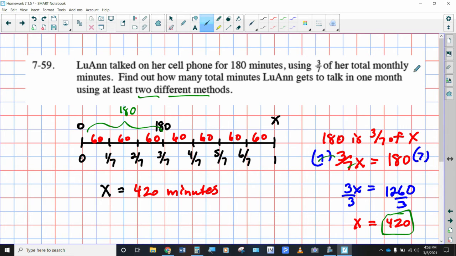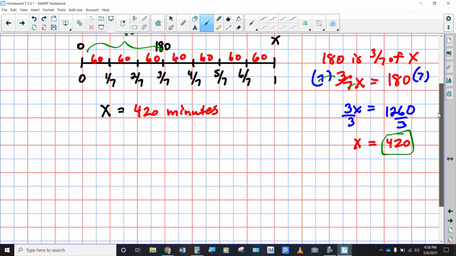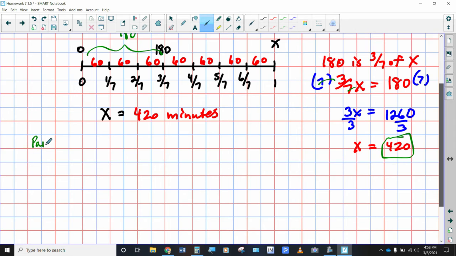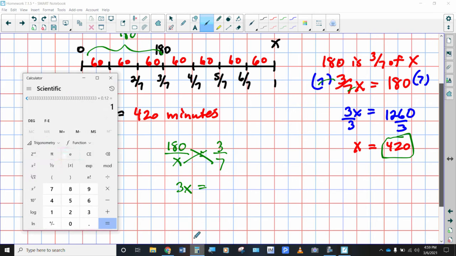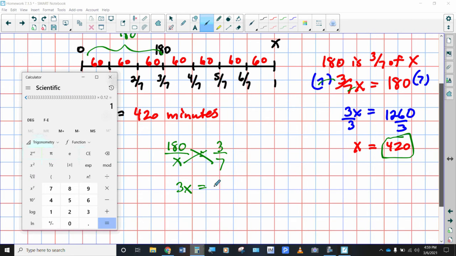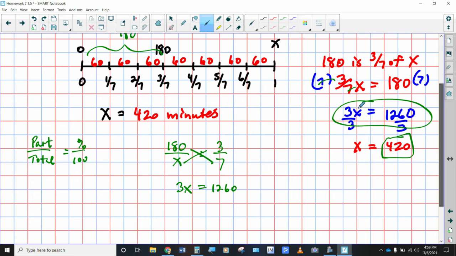Actually, I want to check something out here. I almost did this the other day. Remember how our percent proportion says part over the total is equal to percent out of 100, and this ends up being a fraction, right? So what if I decided to take our part, which was 180, our total we don't know, and the 3/7 there. I'm curious, when we cross multiply, we get 3x is equal to, all right, calculator, I think I did it over here already, I did 1260. Yeah, that ends up giving us the exact same thing.